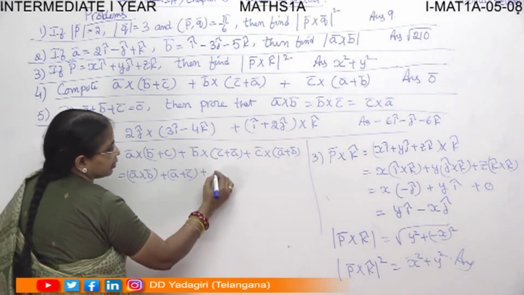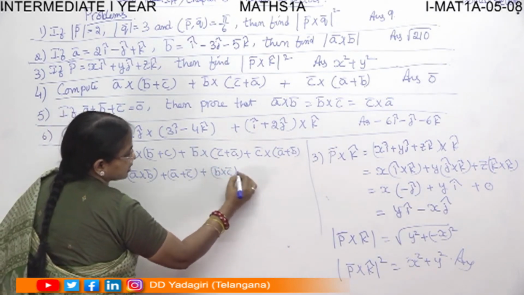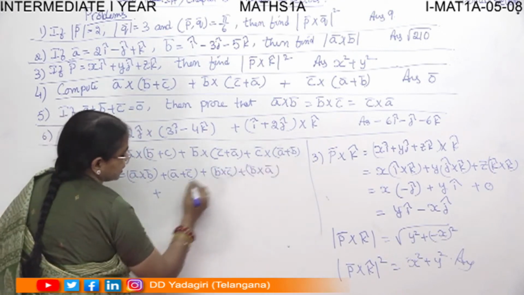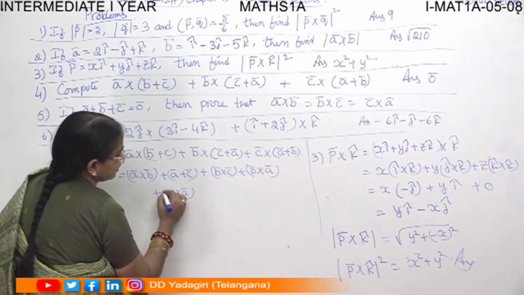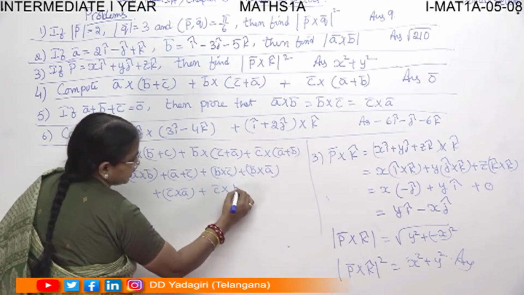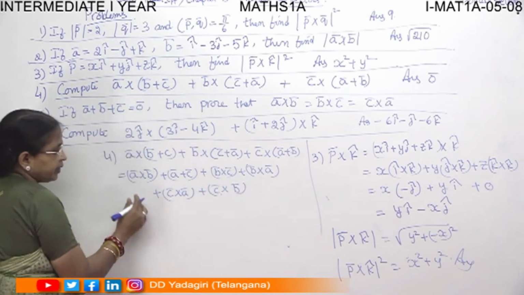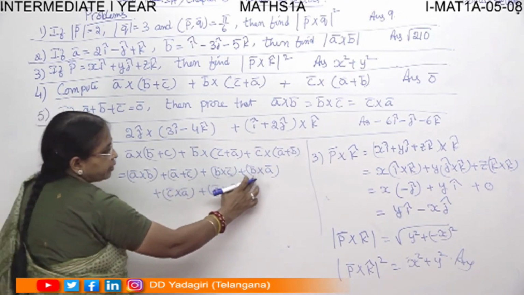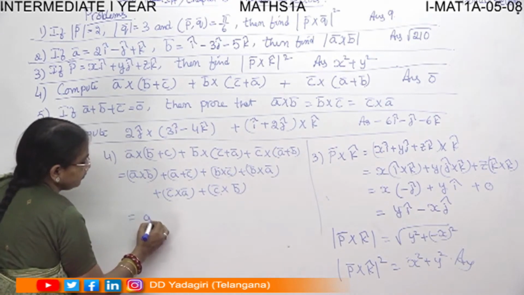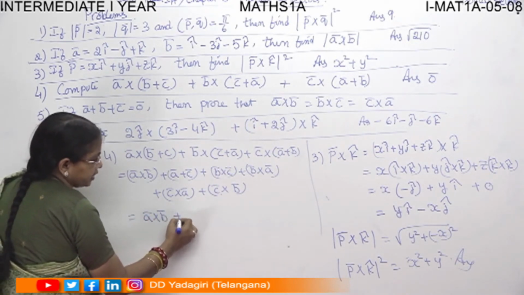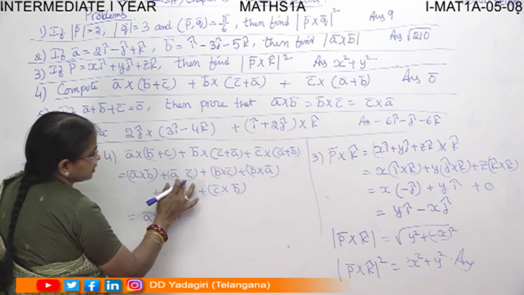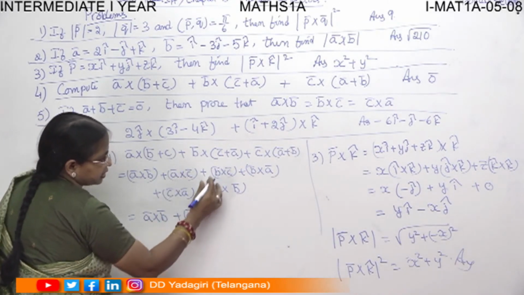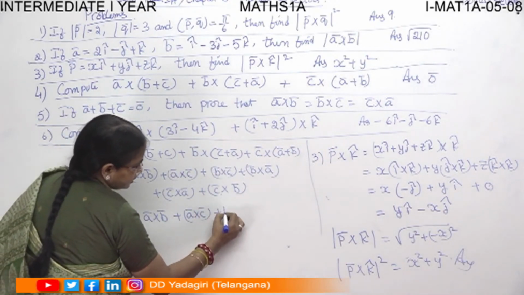And then plus B cross C plus B cross A, plus C cross A plus C cross B. Now see, A cross B, and here you have B cross A. When I interchange, A cross B I'll write as it is, and A cross C also I'll write as it is. We'll change these things. B cross C also I'll write as it is.